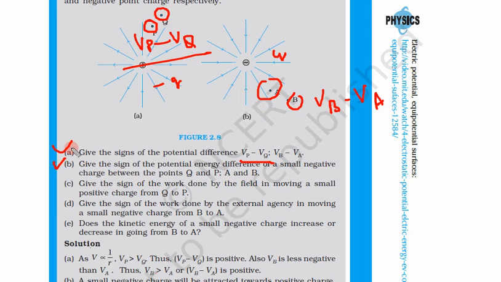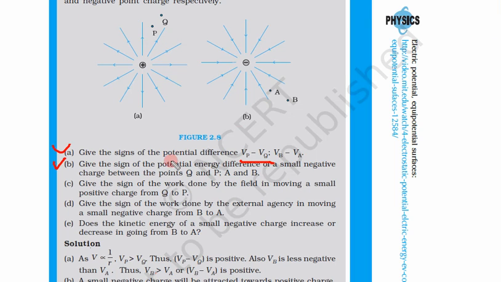Third question is, give the sign of work done by the field in moving a small positive charge from Q to P. So we are moving this small positive charge from Q to P, and we have to tell whether the work done will be positive or negative.